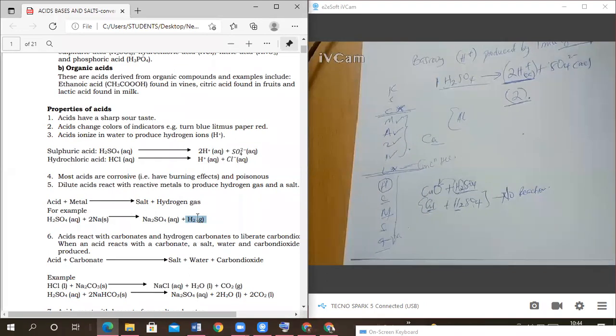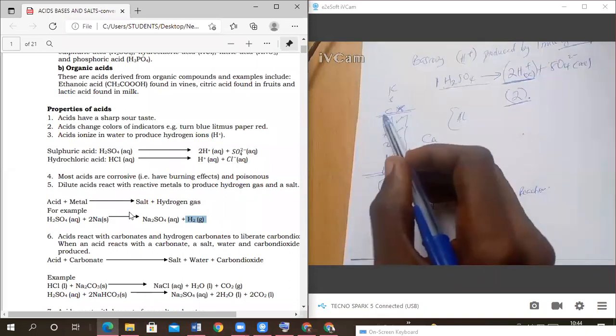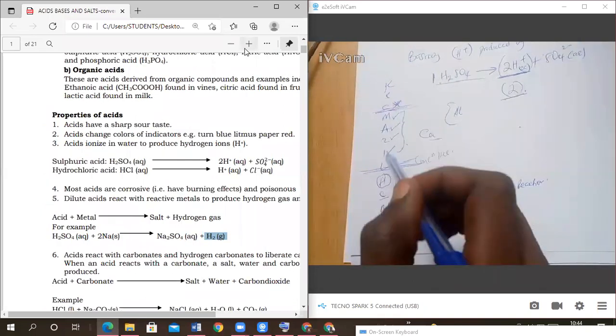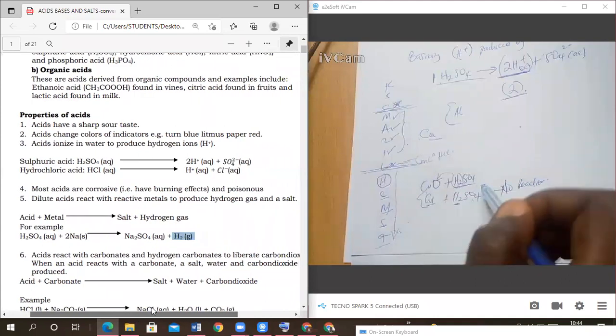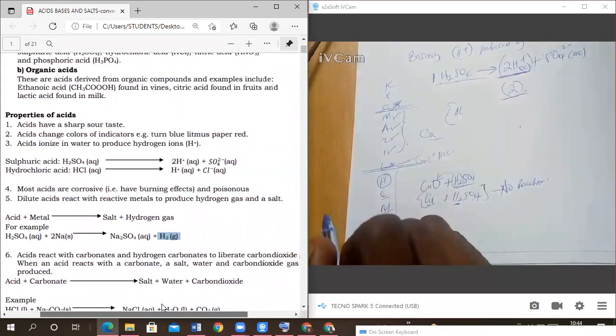But when you are forming salts, we looked at examples that you can only form salts in between these. Those are the only metals that can displace hydrogen from the acid.